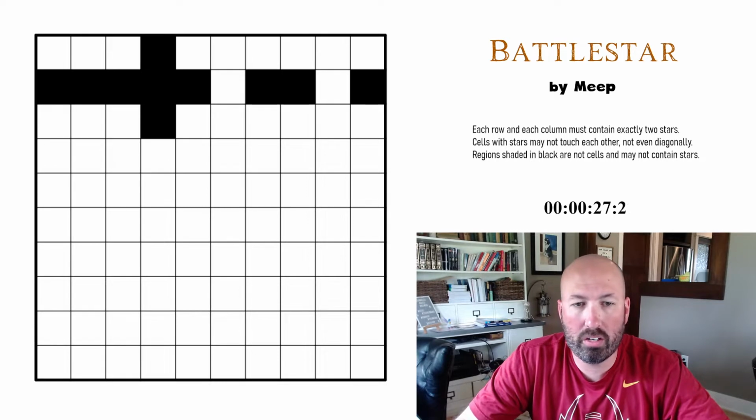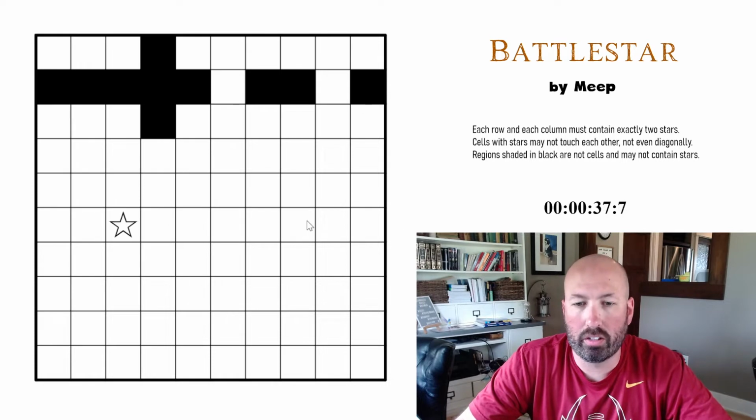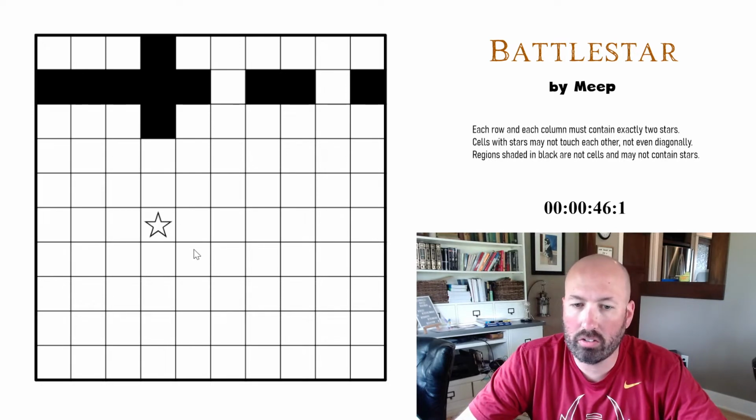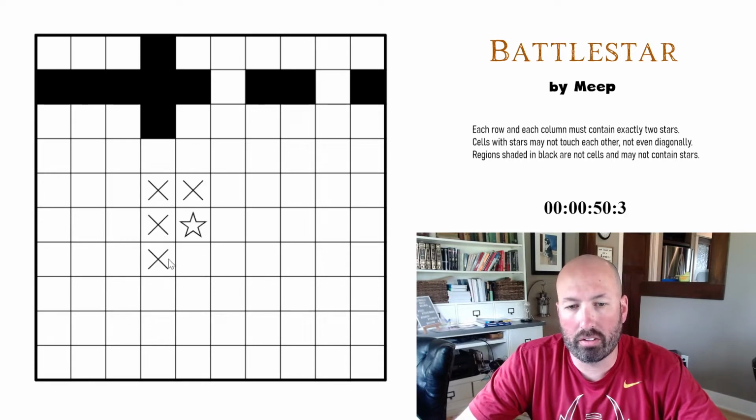So if you're familiar with star battle, it's pretty similar to that, except there's no regions. So each row and column must contain exactly two stars. So you could have two stars like that. And stars cannot touch each other. They can't be adjacent this way. They also can't touch each other diagonally. So if you get a star right there, for example, you can X out all the cells around it. And that's all the rules.